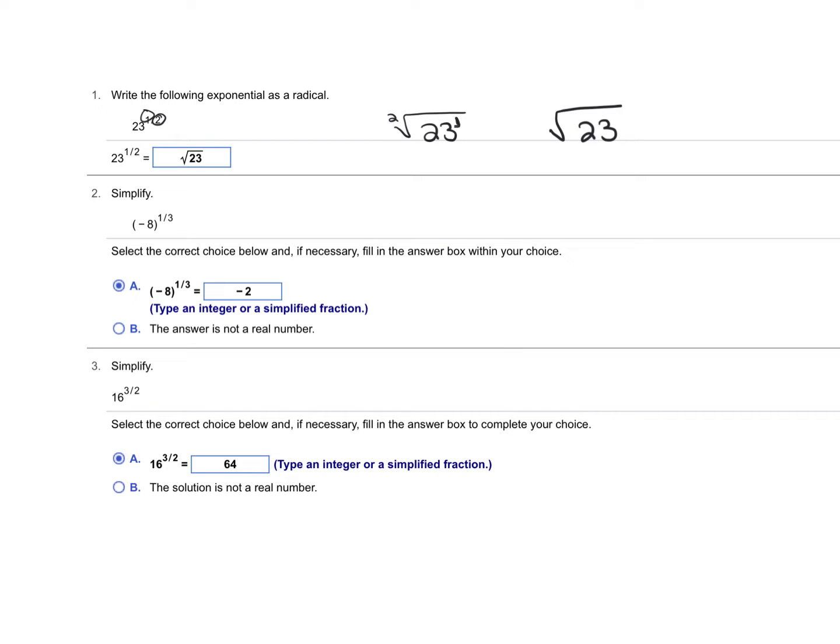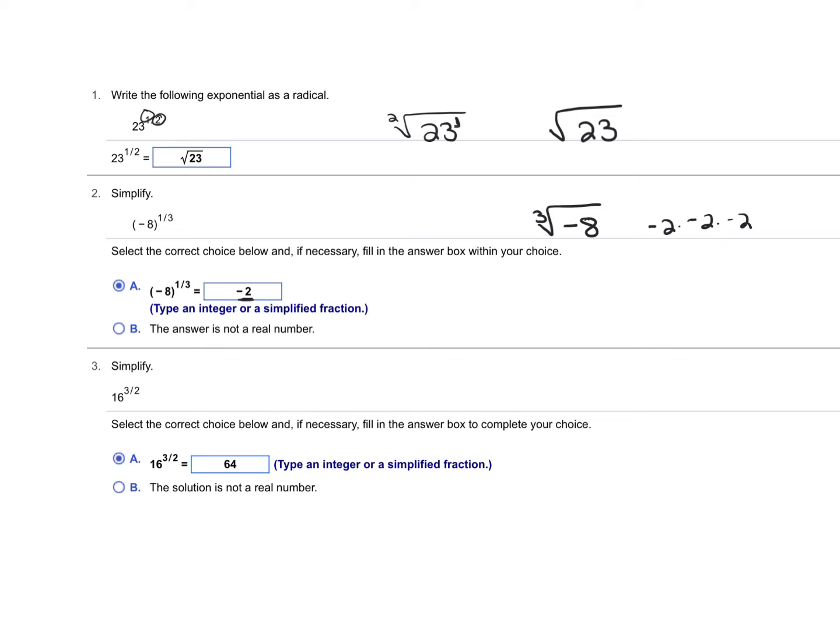So negative 8 to the 1/3 power is asking for the third root of negative 8, and negative 2 times negative 2 times negative 2 is negative 8. So the answer is negative 2.